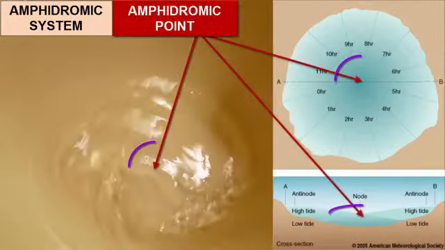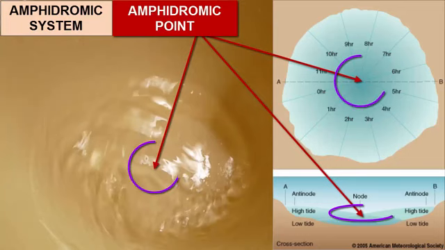In the center of each bucket of sloshing water, there's a point where the water level doesn't change. We call that the amphidromic point. Around the amphidromic point, the tides rotate once every 12 hours and 25 minutes.